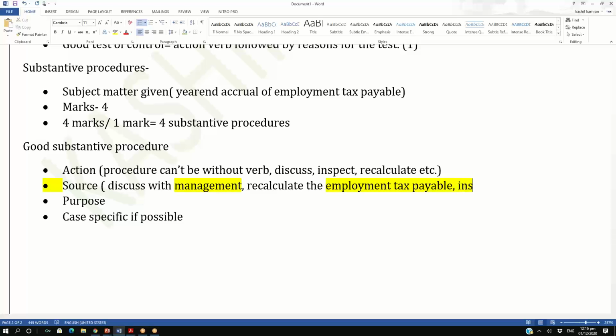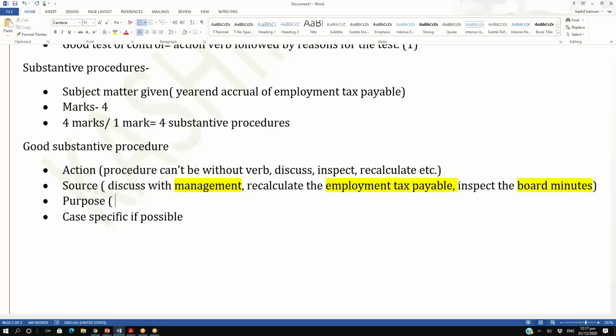If I say inspect the board minutes, then board minutes becomes my source. If I say correspond with the lawyer, then the lawyer becomes my source. So source is something on which you're working. Now, source can be a paper, source can be a person, source can be a third party, source can be the management, the one on whom you're applying the procedure. So you should have a source.